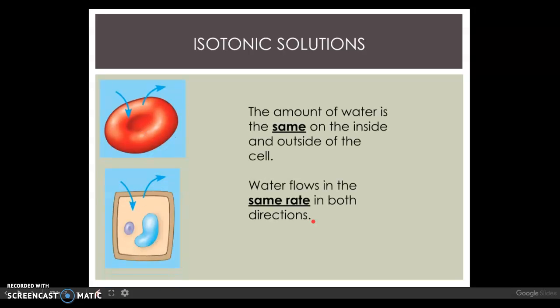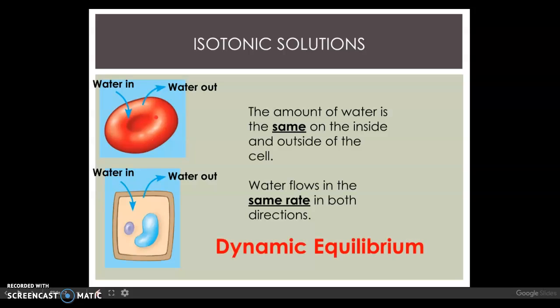In an isotonic solution, the amount of water is the same on the inside of the cell and on the outside of the cell. This is an ideal situation for cells. They want to be in isotonic solutions because they are at equilibrium. Water will flow in and out at the same rate in both directions. This is what we call dynamic equilibrium.